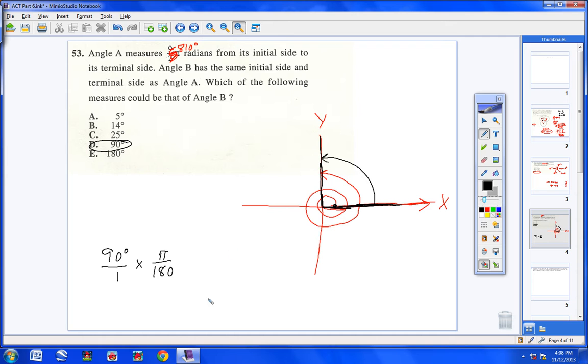Memorize that, write it down. Back the video up, listen to it again, write it down. You need to know about initial sides and terminal sides, okay? What that means, it's where an angle starts and where it ends. Okay, and that's what this problem is testing you on.